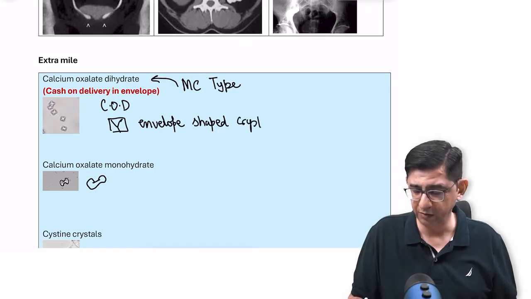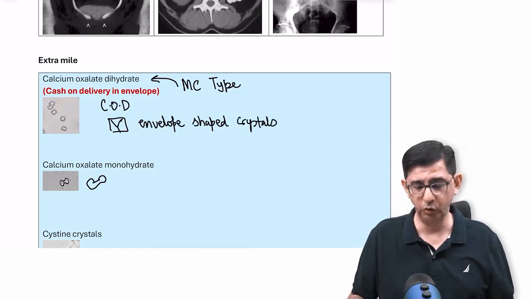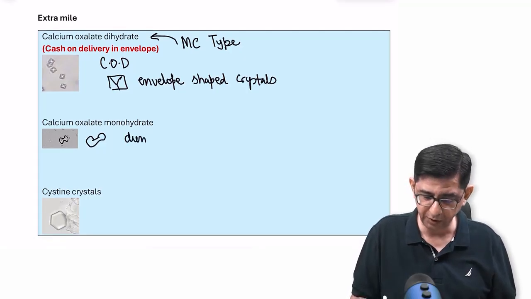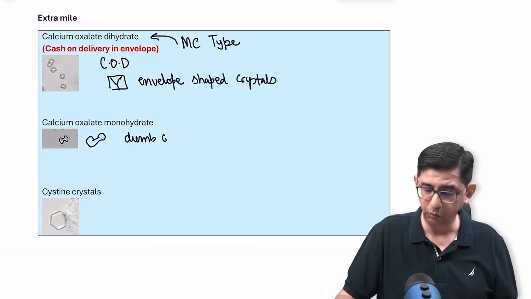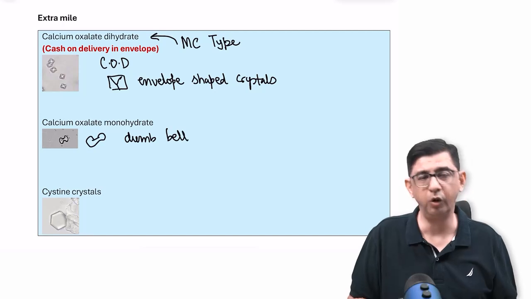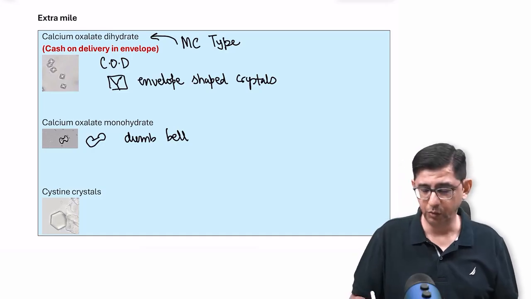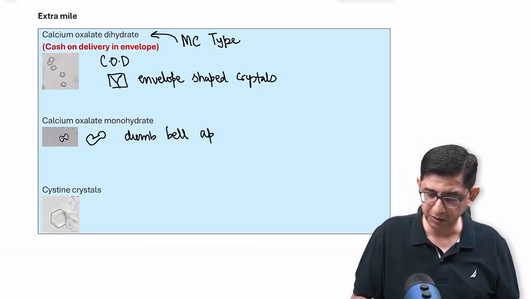But if I change the language of the question, or if I give an image to you where there's a dumbbell appearance present, that dumbbell appearance or dumbbell crystals would be a feature that is seen with calcium oxalate monohydrate. Let's do it again, COD and COM. So dumbbell appearance of the crystals versus the envelope shaped crystals.